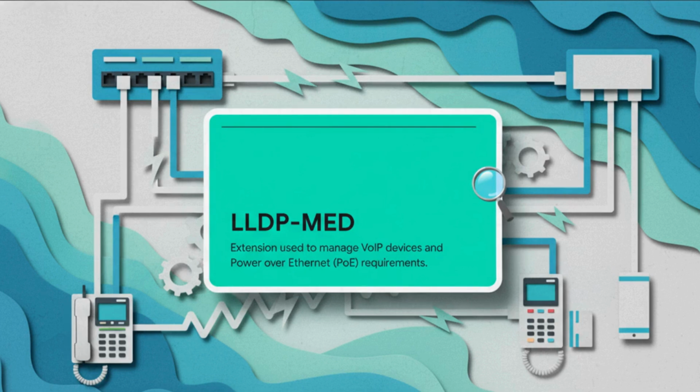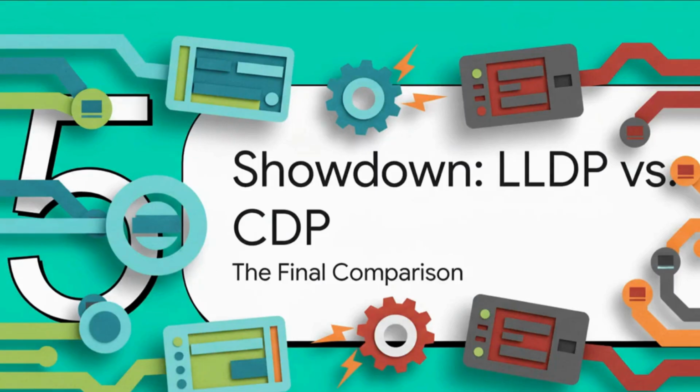Think about it. A standard network switch needs to know exactly how much electrical power to send down an Ethernet cable just to turn on a VoIP phone without completely frying it. LLDP MED is the specific extension that handles that negotiation. It lets the switch and the endpoint device talk to each other to seamlessly figure out power requirements and voice-specific network policies. And that brings us to part 5, the showdown, LLDP versus CDP.